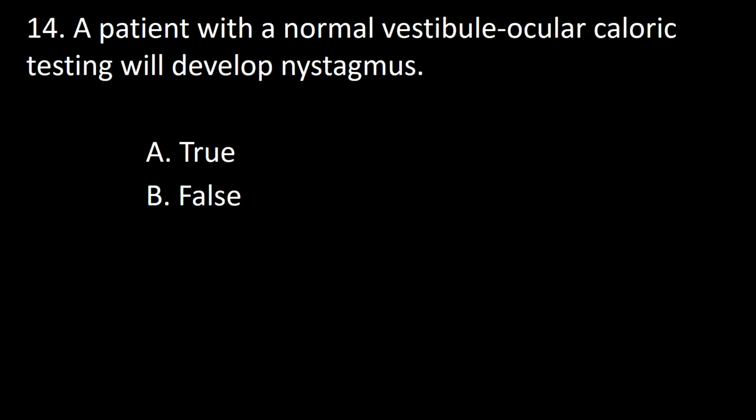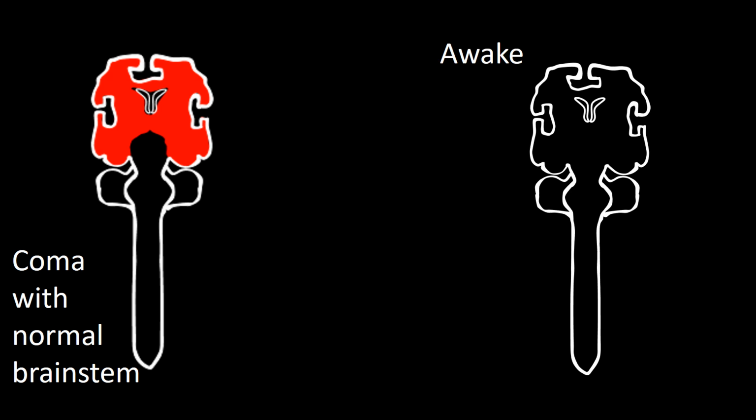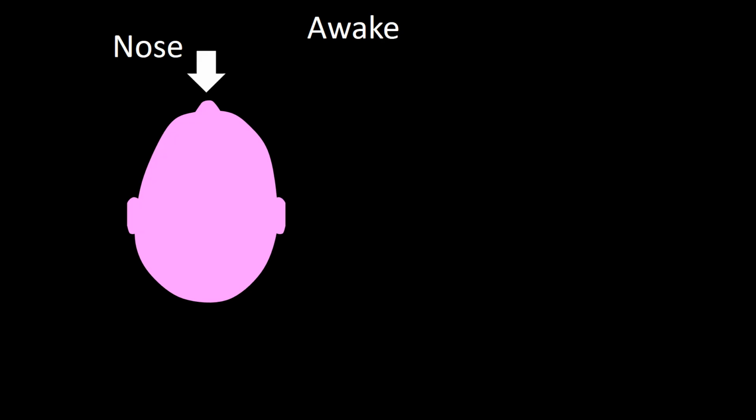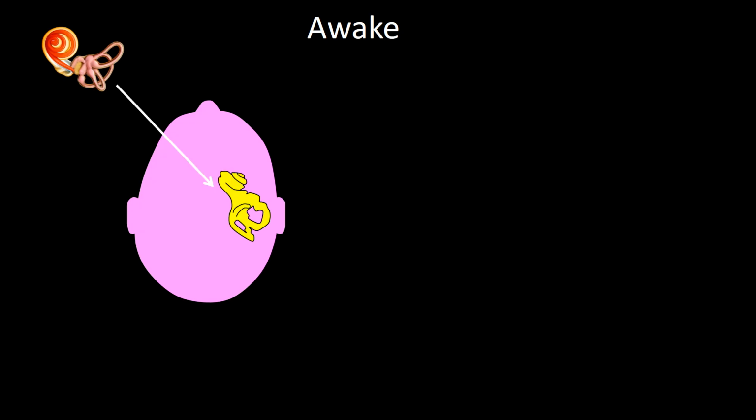Next question. A patient with a normal vestibular ocular caloric testing will develop nystagmus. A, true; B, false. In the previous discussion, we have talked about caloric testing in comatose patients with normal brainstem function. Now we will address what happens in a normal awake patient if we were to do caloric testing. The cochlear vestibular apparatus is now represented in the head in accordance with its anatomical position.